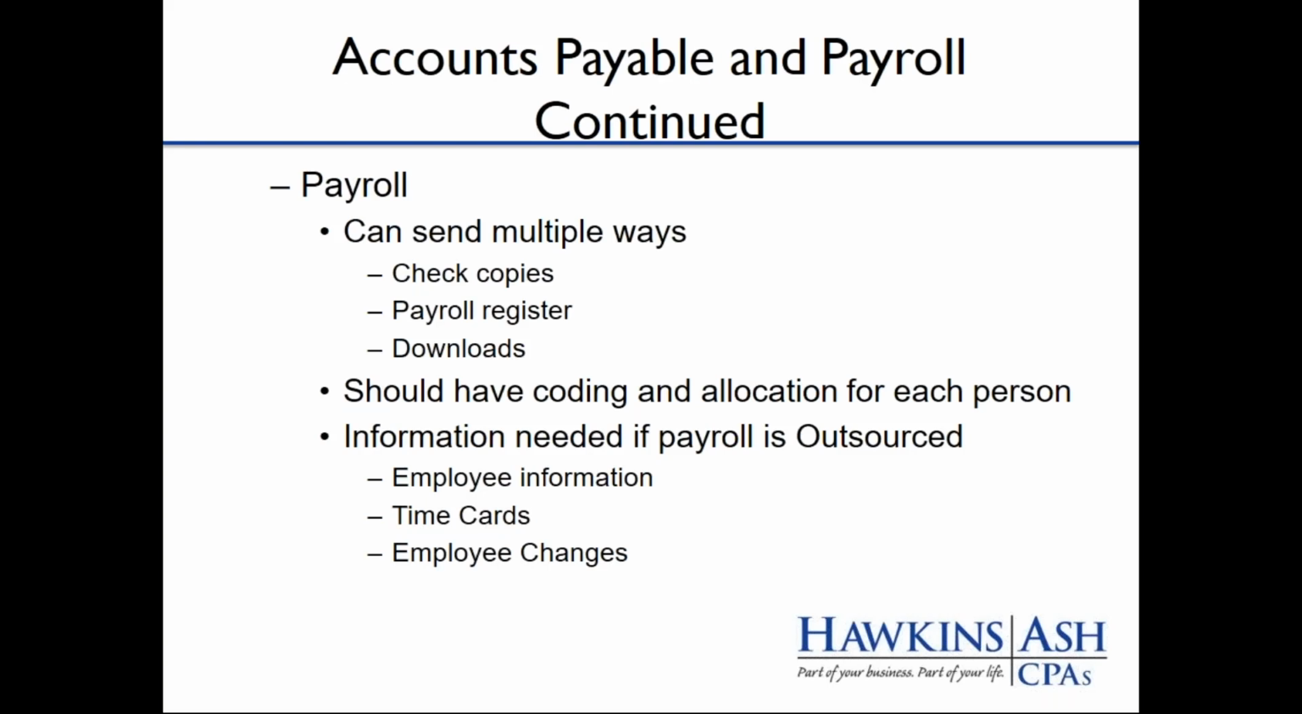Payroll can also be sent multiple ways, including the check copies, the register, or downloads to your general ledger. The payroll should clearly have the coding allocation for each person so they are categorized correctly. For outsourced payroll completion, make sure that you include employee information, time cards, and any changes. It's also important with payroll to allocate among each program correctly, and that should be shown through the check copies or when you send that to that outside source.